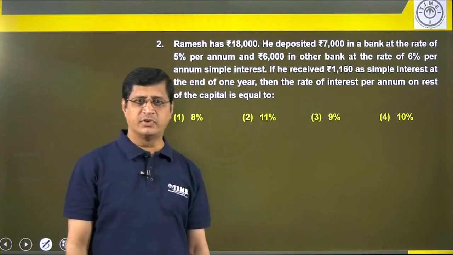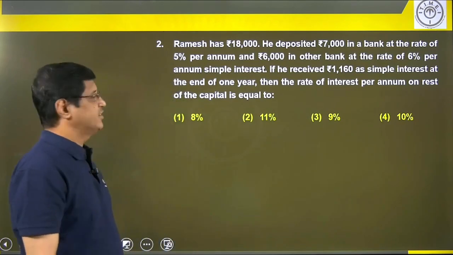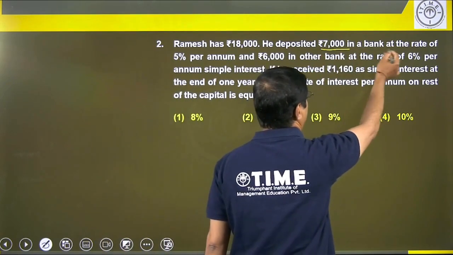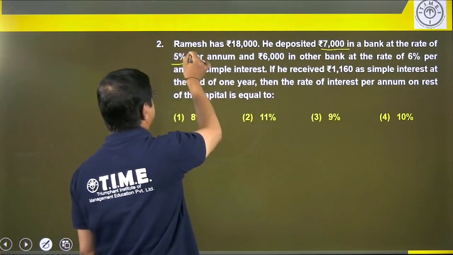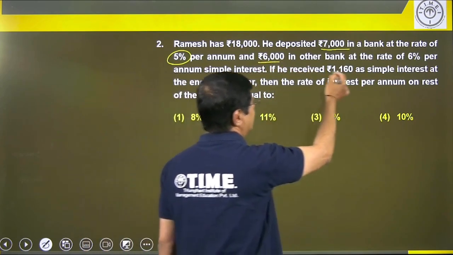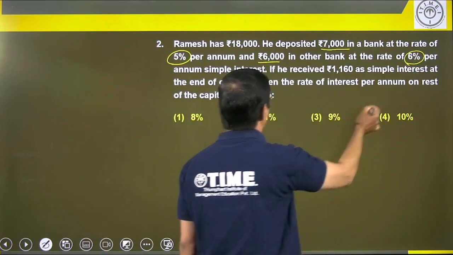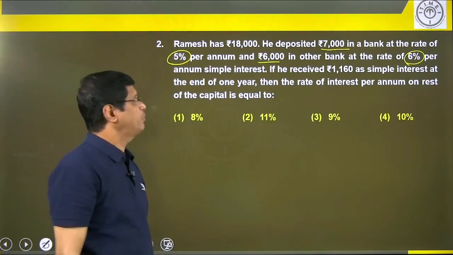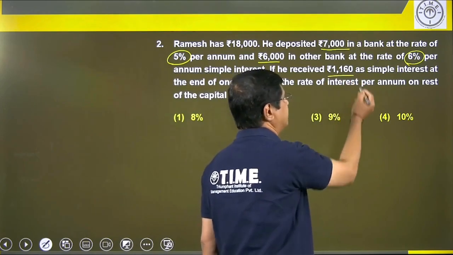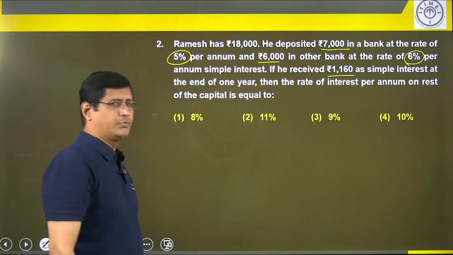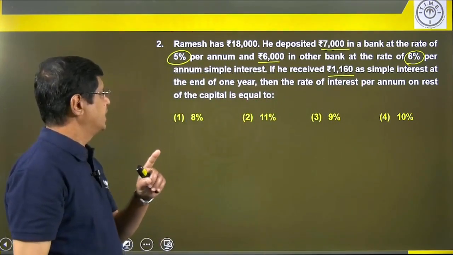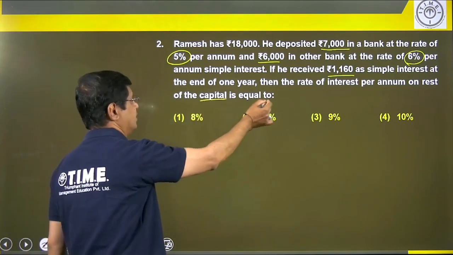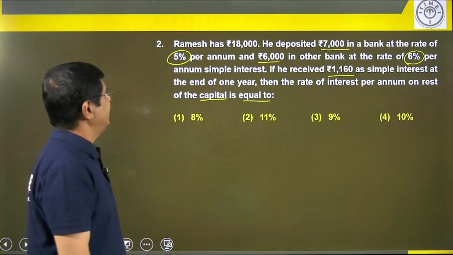Look at the next question on your screen. Ramesh has rupees 18,000. He deposited 7,000 in a bank at the rate of 5% per annum and 6,000 at the rate of 6% per annum, simple interest. If he received rupees 1,160 as simple interest at the end of 1 year, then what is the rate of interest per annum on the rest of the capital? The total is 18,000.